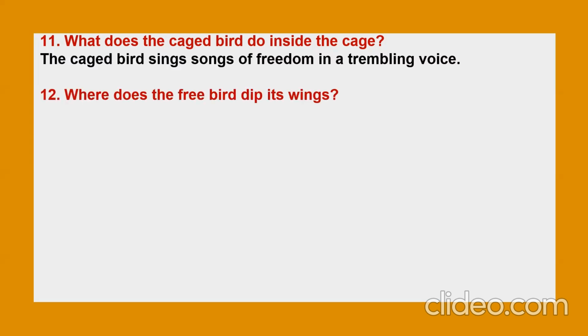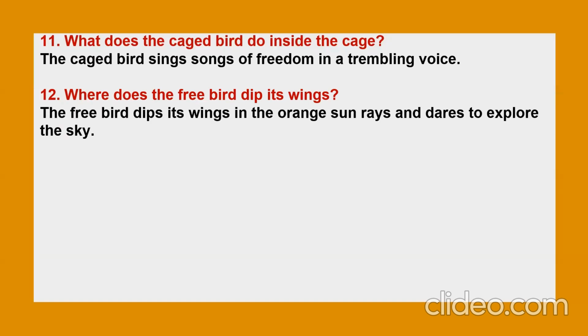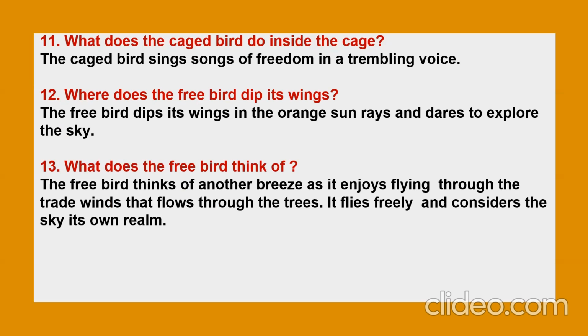Where does the free bird dip its wings? The free bird dips its wings in the orange sun rays and dares to explore the sky. What does the free bird think of? The free bird thinks of another breeze as it enjoys flying through the trade winds that flow through the trees. It flies freely and considers the sky as its own realm. Realm means its own samrajya.